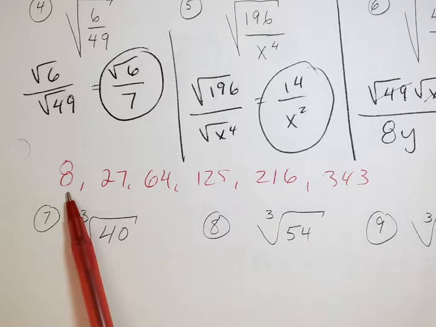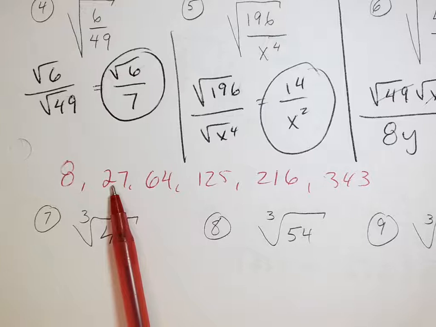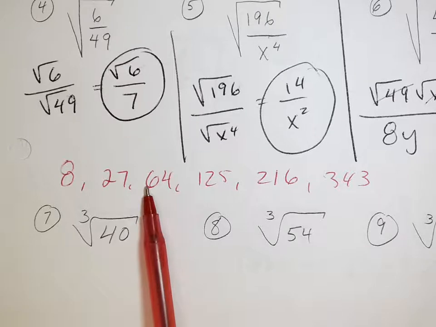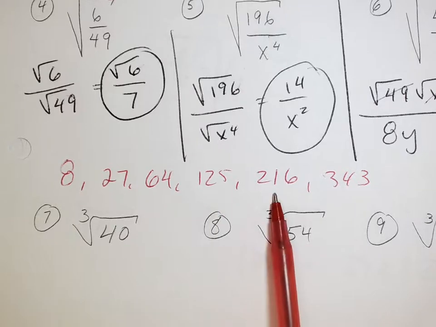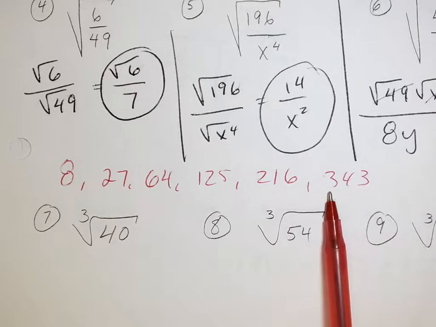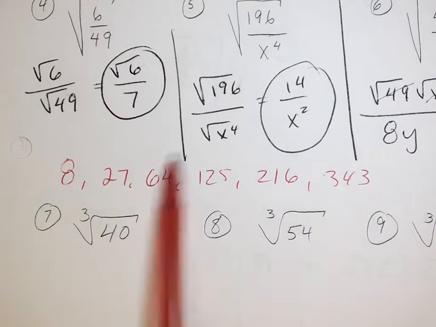And so now listen, this is nice to have them written down. I know that 2 times 2 times 2 is 8, so the cube root of 8 is 2. I know that 3 times 3 times 3 is 27, so the cube root of 27 is 3. I know 4 times 4 times 4 is 64, so the cube root of 64 is 4. I know 5 times 5 times 5 is 125, so the cube root of 125 is 5. 6 times 6 times 6 is 216, so the cube root of 216 is 6. 7 times 7 times 7, right? The cube root of 343 is 7. And you can keep going, but these are pretty much the only ones we'll probably use.